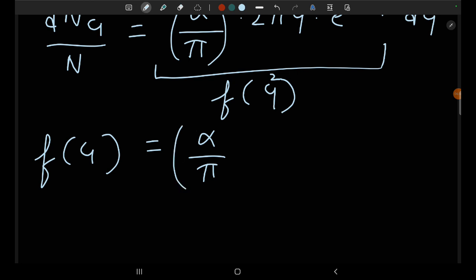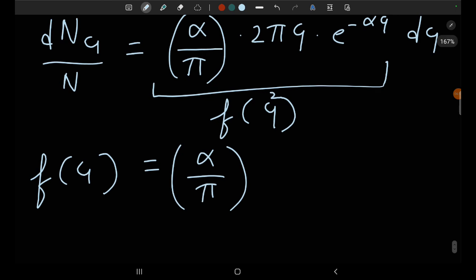So fc1 became alpha by pi into 2 pi, and let's not cancel for now, times c1 e to the power minus alpha c1 squared. The problem now is that alpha appears in our equation here and here as well, and the next step is the determination of alpha, which we should do in our next video.